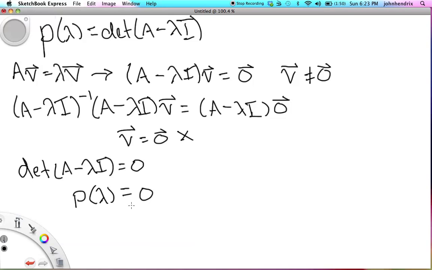And as we know, if our polynomial is equal to 0, then any value of lambda that satisfies this equation is a root. Since lambda is our eigenvalue, that means that any eigenvalue of some matrix A is then a root of its characteristic polynomial.